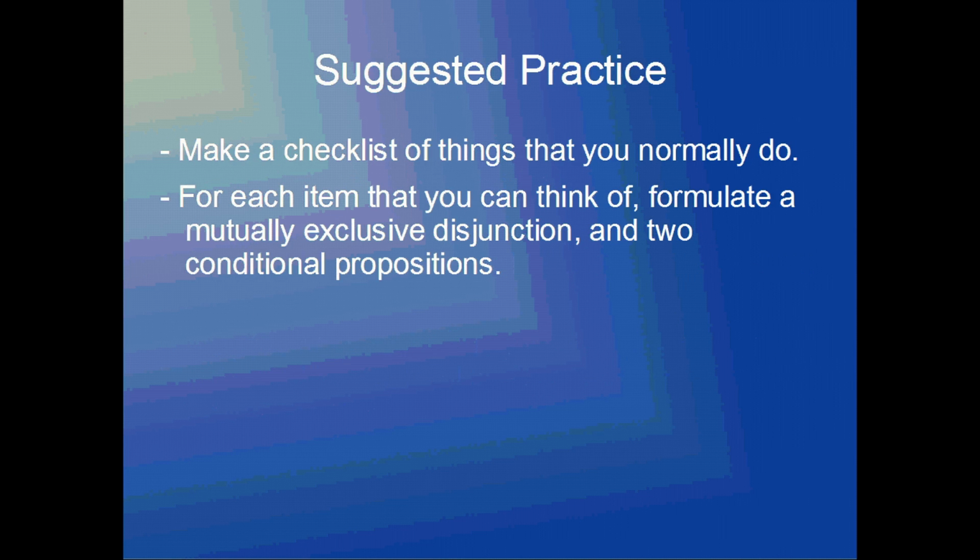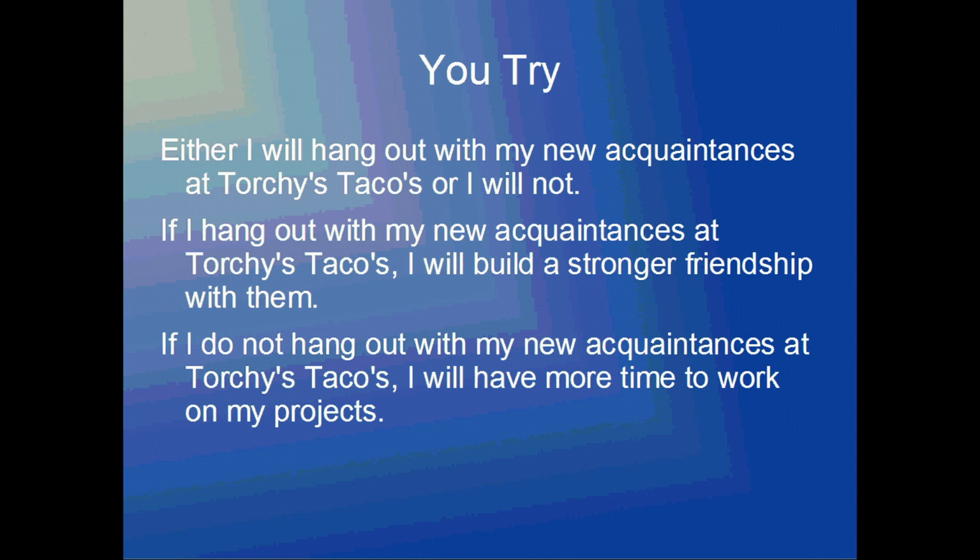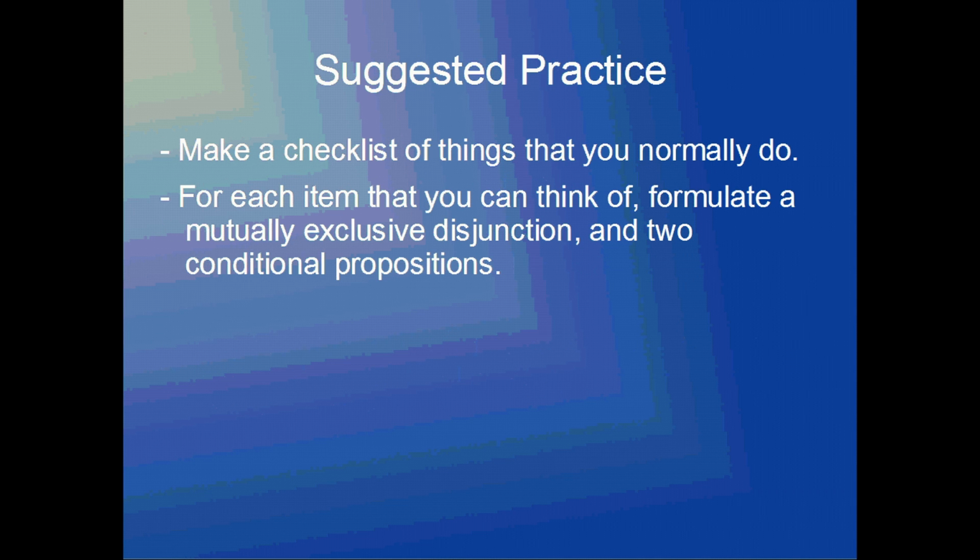Okay? Now, if you'd like more practice, you can basically make a checklist of the things that you normally do, and then based on the items on your checklist, you'll make a mutually exclusive or disjunctive proposition for each of those items. You want to think about what you have to gain from doing one of those things that you normally do, and what you have to gain from not doing one of those things. And based on that, you're going to formulate two conditional propositions exactly as I've done over here, where you affirm the predicate in the antecedent of one conditional proposition and deny it in the antecedent of the second conditional proposition. And then, yeah, you have to think about in both cases what you have to gain.